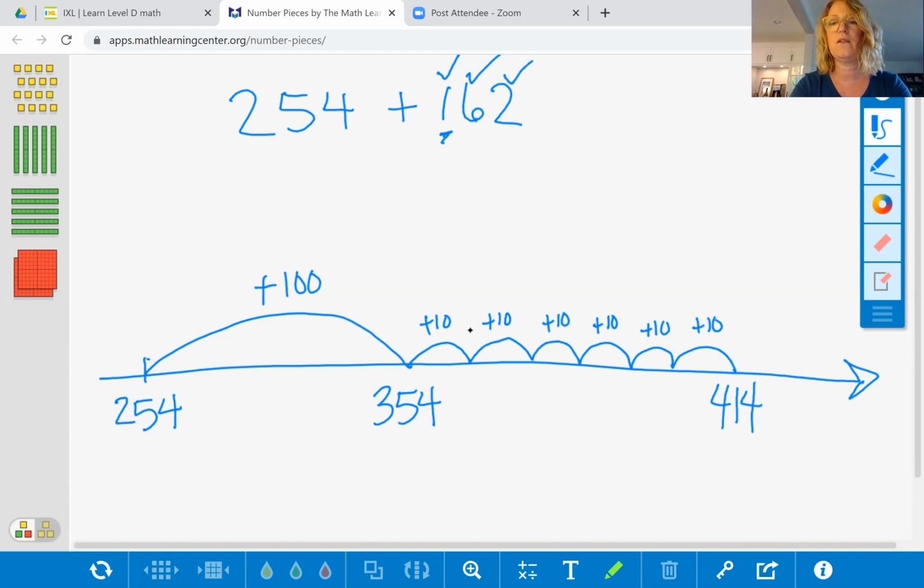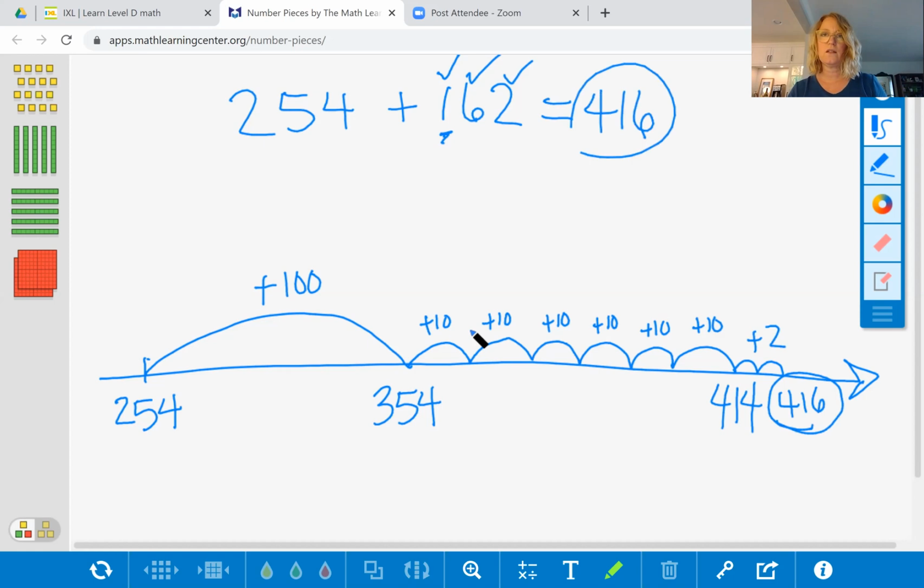Now I just need to add the 2 ones. 1, 2, plus 2. 414 plus 2 is 416. Nice, and that is our answer. 254 plus 162 is 416. So we just did 3 different ways of solving the same math problem.